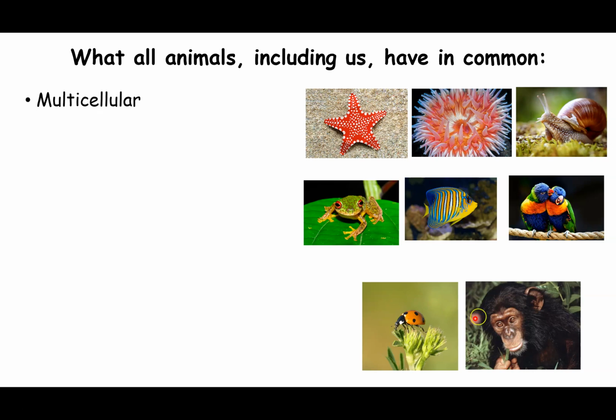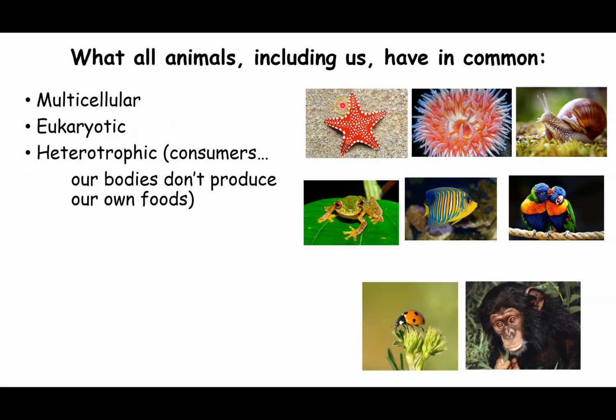And then you start thinking, okay, the first feature: they're all multicellular, so they're made of more than one cell. A second feature is that these cells are eukaryotic, so they have a true nucleus surrounded by a nuclear membrane. These organisms are all heterotrophic, meaning they're consumers, and that means that they don't produce their own food, so they need to acquire the food by ingesting other organisms.